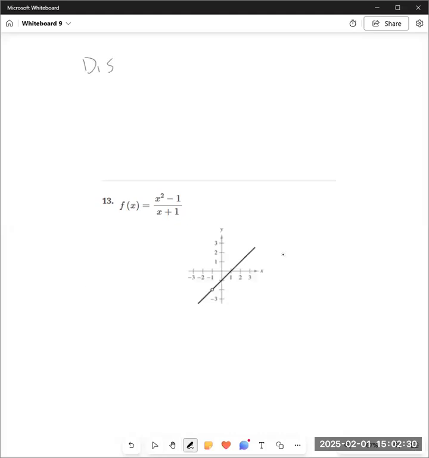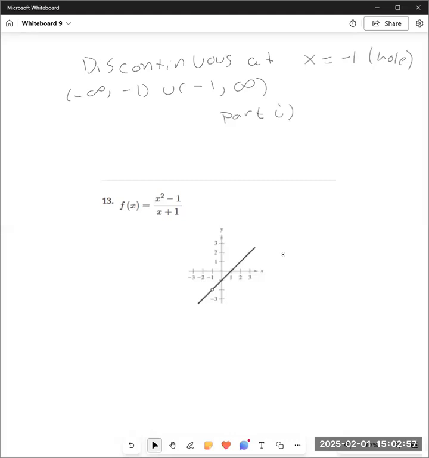So, discontinuous at x equals -1. There's a hole there. And so we're continuous on negative infinity to -1, union -1 to infinity. And which part does it violate? It violates part 1 of the definition that I gave you, that the function value has to exist. The limit exists, but the function value does not exist.